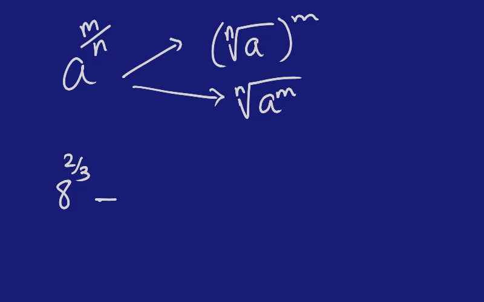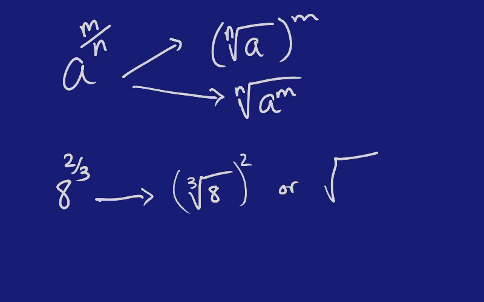So 8 to the 2/3 can be written as the cube root of 8 and then squared, or can be written as the cube root and then 8 squared on the inside. 8 squared becomes 64, and that's a bigger number, so it might be easier to work with a smaller number, and we already know the cube root of 8. The cube root of 8 is 2, and then 2 squared is 4. And so that's how you would evaluate it.